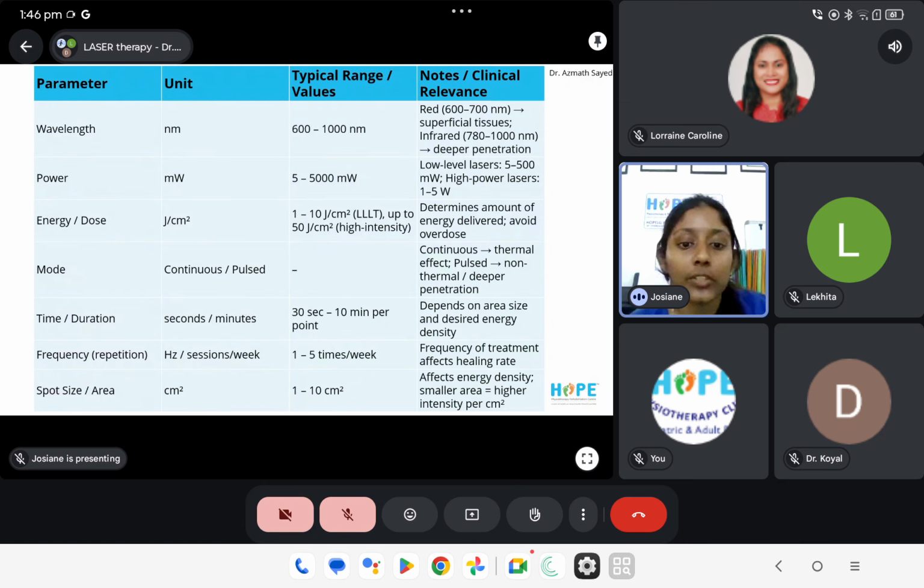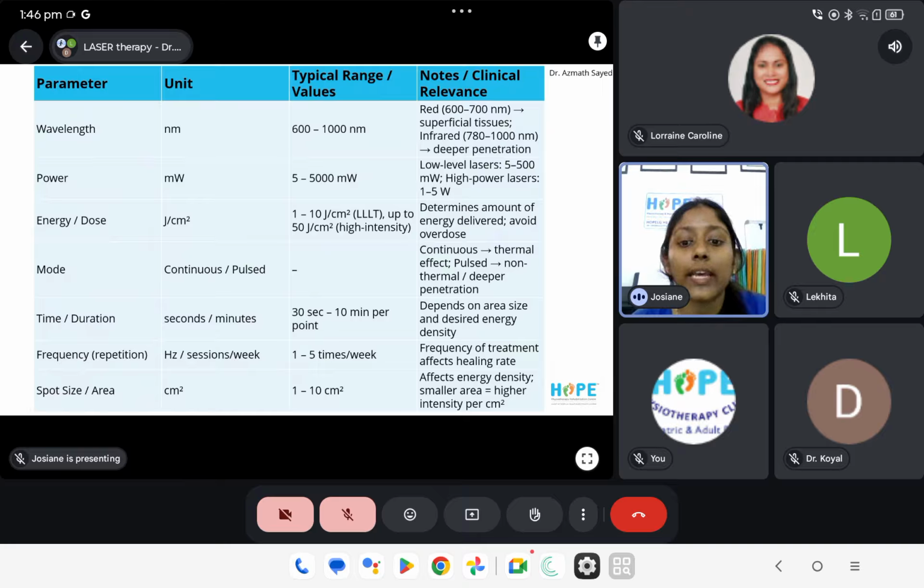Mode can be continuous or pulse. Continuous provides a thermal effect and pulse provides a non-thermal effect for deeper penetration. Time can be 30 seconds to 10 minutes per point. It also depends on area size and desired energy density.